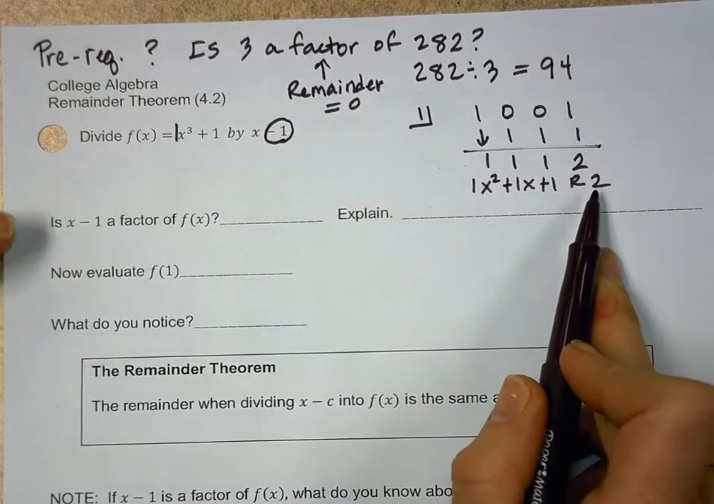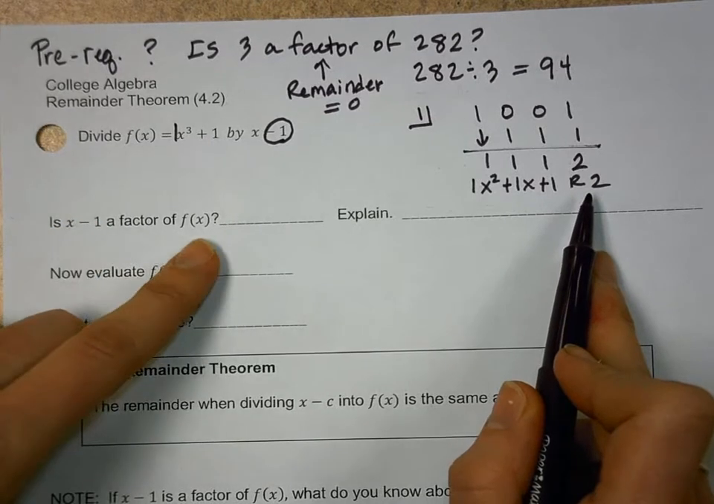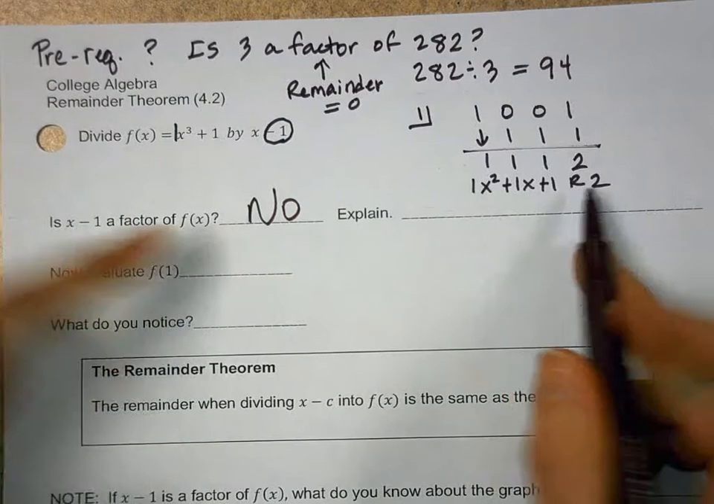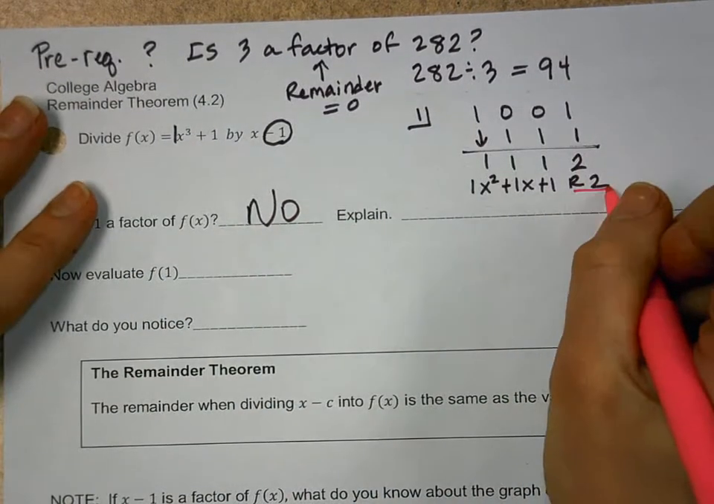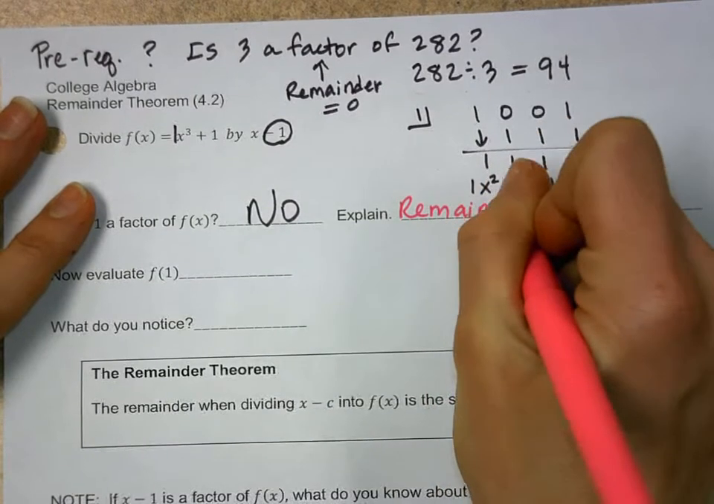So that's going to help me answer the next question. After dividing, is x minus 1 a factor of that function? No. Remainder 2. Exactly. We know because the remainder does not equal 0.